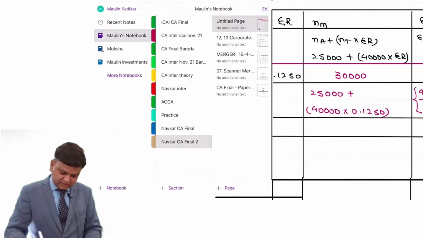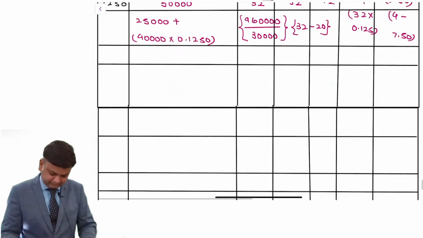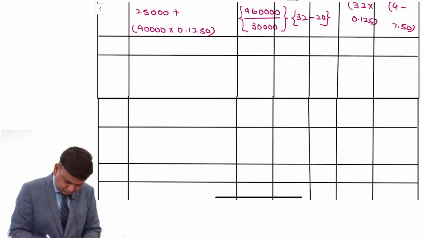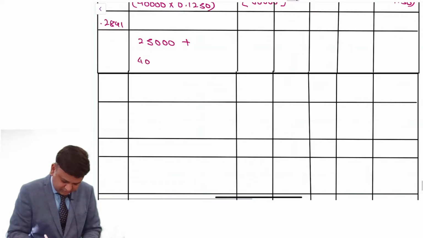Next exchange ratio is 0.2841. So in that case it is 25,000 plus 40,000 into 0.2841.